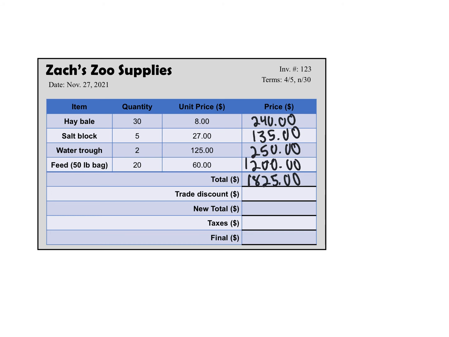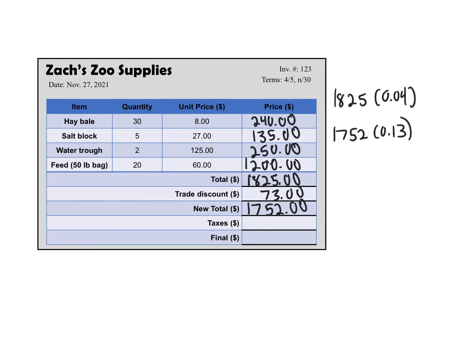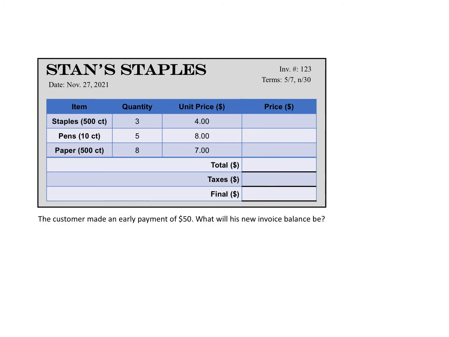Our trade discount this time was 4%, so we take 4% of our 1825, which is $73, and we get 1752. Add our taxes, so 1752 times 0.13, which will be 227.76. Add that on, giving us 1979.76. Let's work through this example.